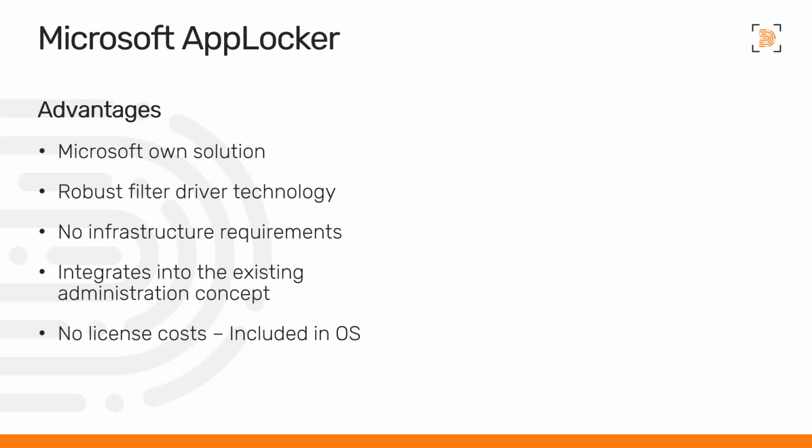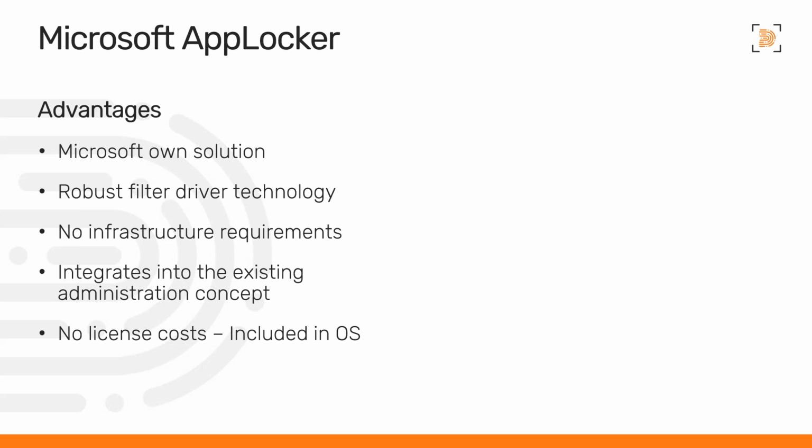So we are not reinventing the wheel again, because why should we do another AppLocker? It's already something there, which is great, as well as FSLogic's app masking or Ivanti application control. But specific to AppLocker, what are the advantages of AppLocker? This is a Microsoft-owned solution. It's a very robust filter driver developed by Microsoft, the vendor of the OS. There's no infrastructure requirement. It integrates in the administration concept. And last but not least, it has no additional license because it's included in all OSs, including the client OSs.